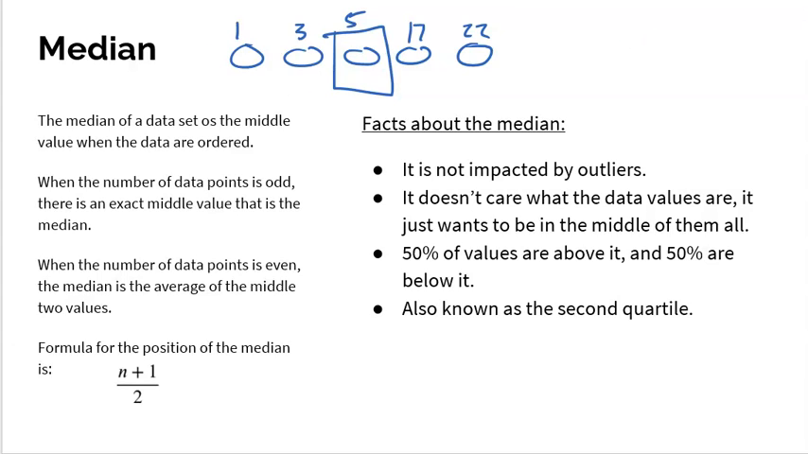When you have an even amount of data, let's just say we had 6 data values. And again, I'm not putting numbers down because the median doesn't care what the numbers are. It just wants to be in the middle.